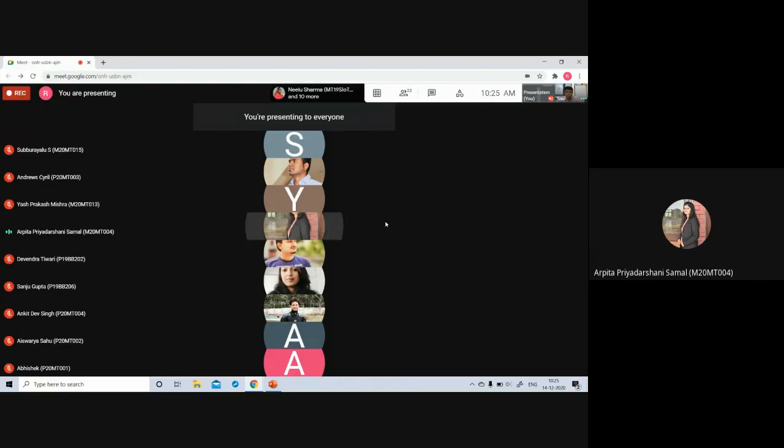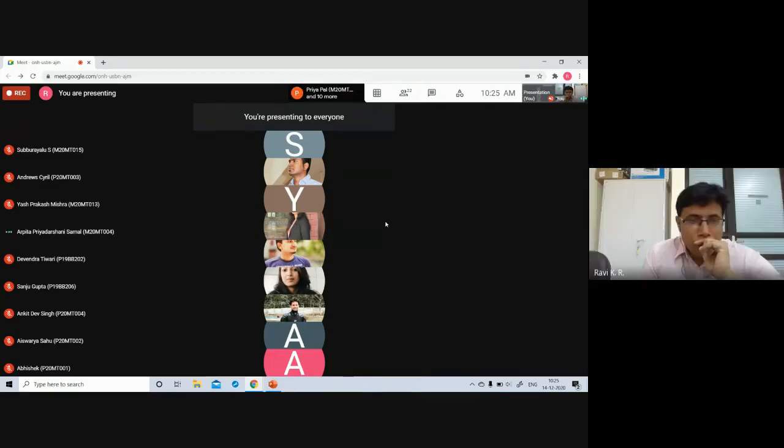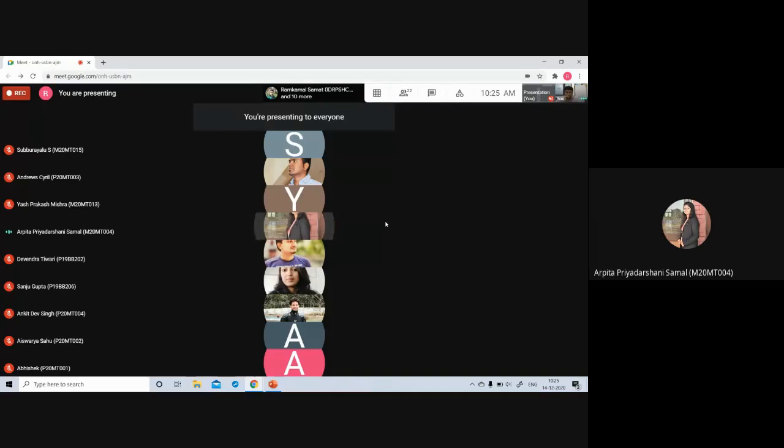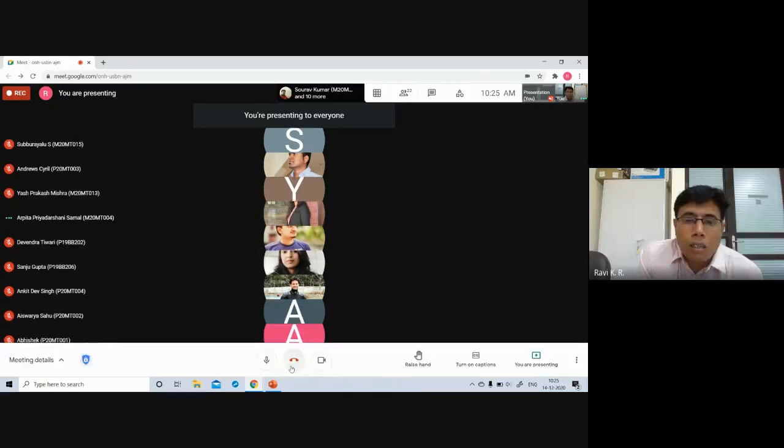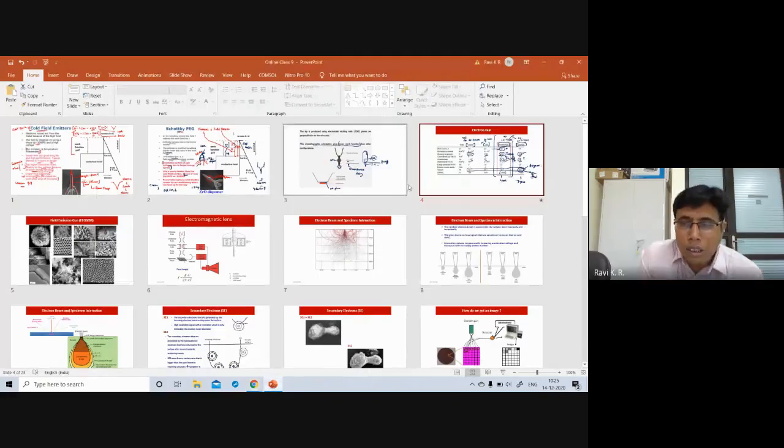In the Schottky FEG, there is a use of a zirconium oxide dispenser. As you know, zirconium oxide is a brittle ceramic material, and due to temperature there's a phase change, from monoclinic to tetragonal. So while releasing electrons, does this phase change have an effect on that?